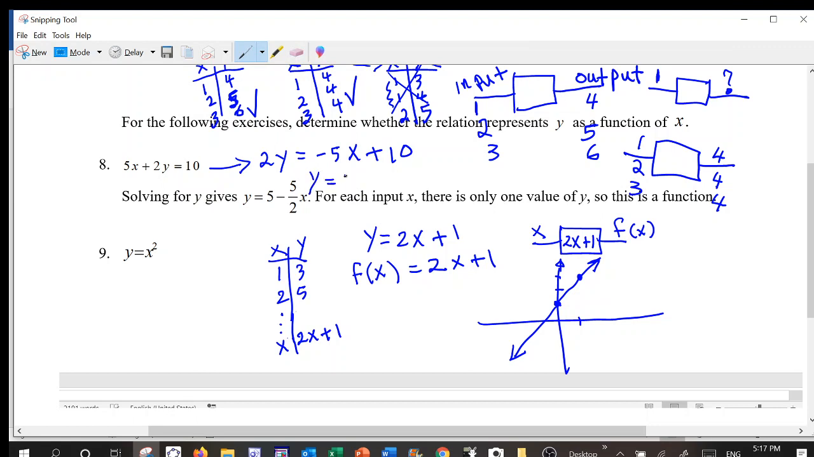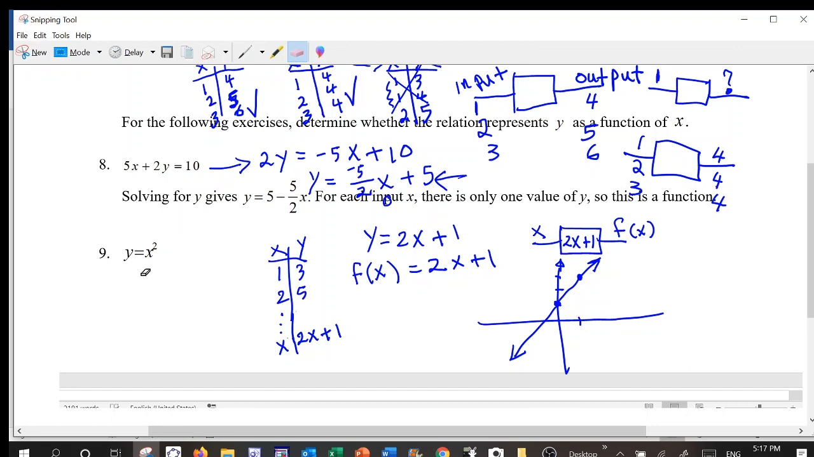So y equals what? Negative 5 over 2 x plus 10 divided by 2 is 5, which here is written as 5 minus 5 over 2 x, which is the same. Now, does this prove that y is a function of x? Yes, because you can argue that for every x value, you get a unique y value. There is no way today you put a 0 for x, you get 5, and then tomorrow you come back, you put 0, and you get something else. It's not possible. So that proves that this represents y as a function of x.